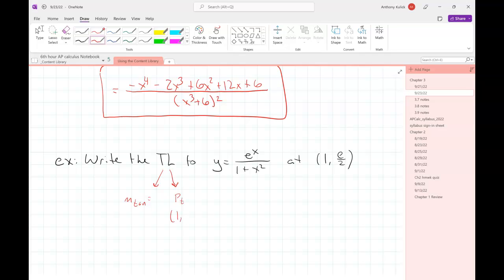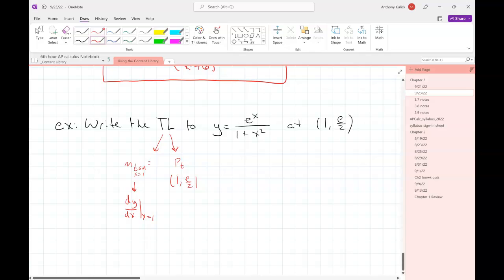Well, the point we have, and what that tells me is really the place where I want the slope, right? I need the slope at x equals 1. Where am I going to get that from? Yeah. So that's just going to be the derivative evaluated where x equals 1. Okay. Well, let's get after it then. Get going on the derivative because that's the only piece that I need.